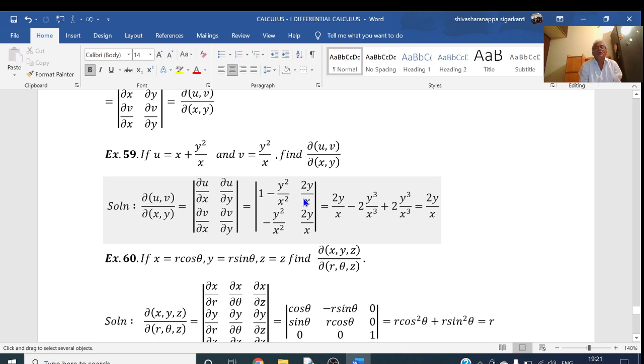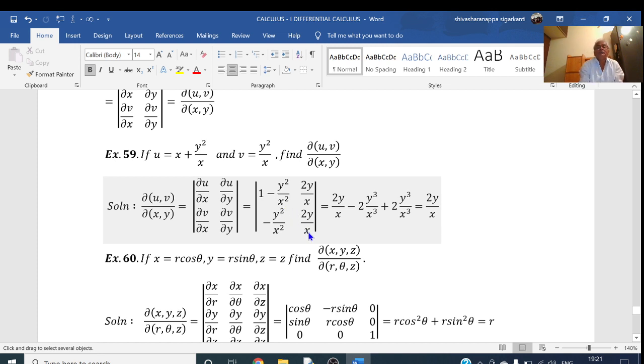Second row, derivatives of v with respect to x and y. First with respect to x. ∂v/∂x is y square constant quantity, 1 by x derivative is minus 1 by x square. That means minus y square by x square. What is ∂v/∂y? 1 by x is a constant quantity, y square derivative is 2y. That is 2y by x, 2y by x.